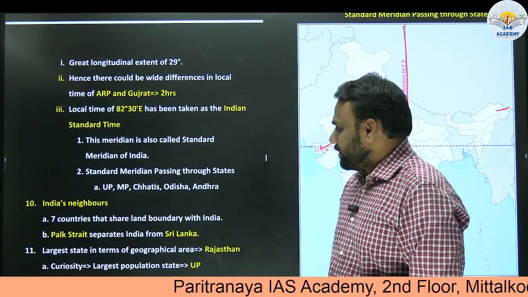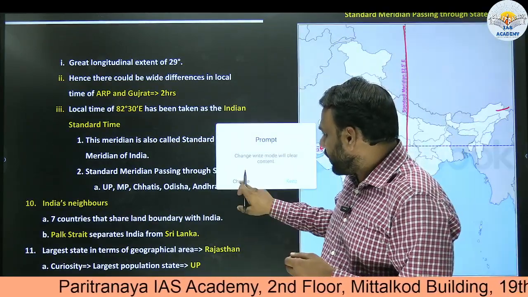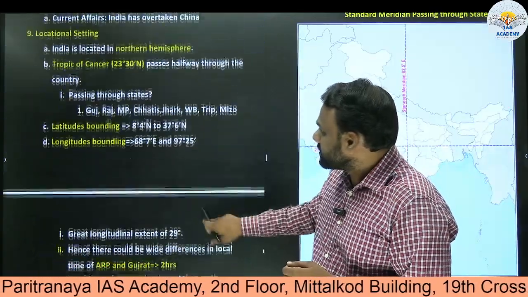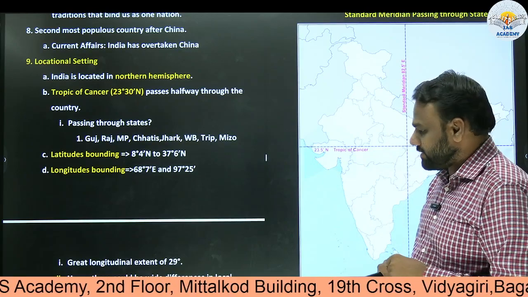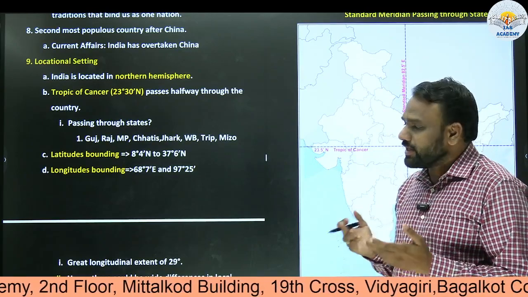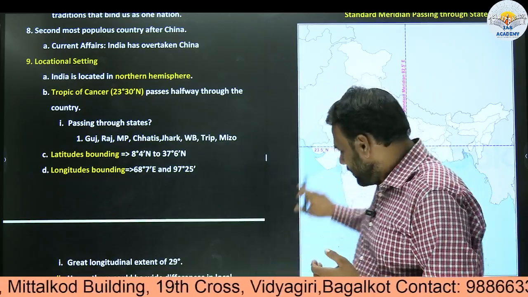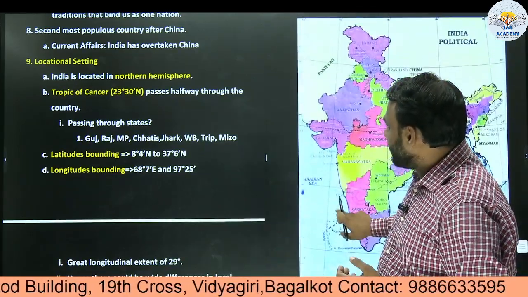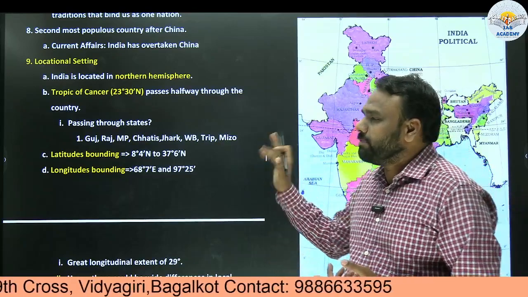Now, in this context, there is another piece of information that becomes important. So what is that? We saw about the Tropic of Cancer. We already know about the Tropic of Cancer, and in the previous classes we have also seen the countries through which the Tropic of Cancer passes. Now, from India's context, we also need to know the states through which the Tropic of Cancer passes.